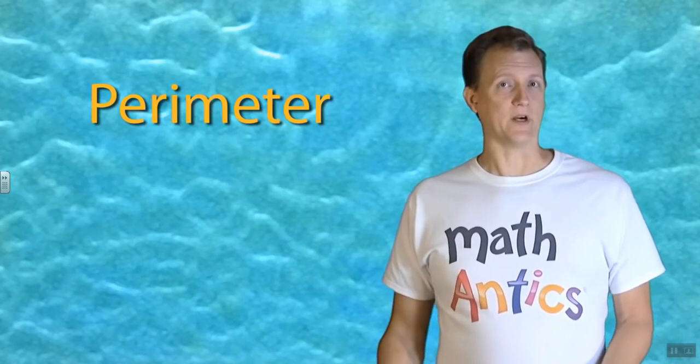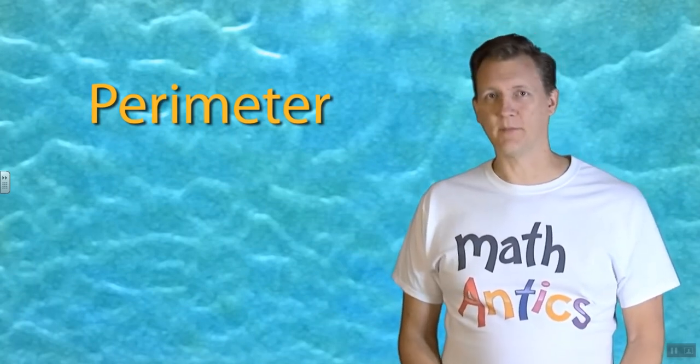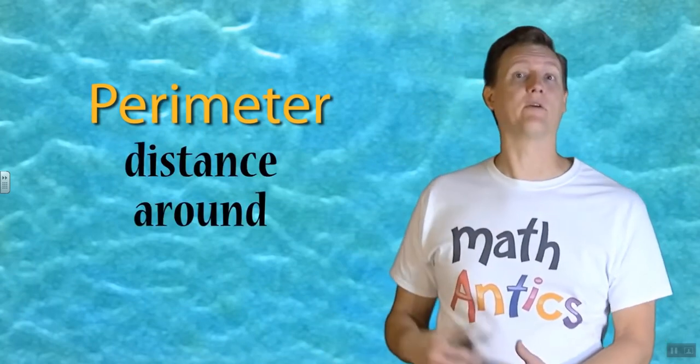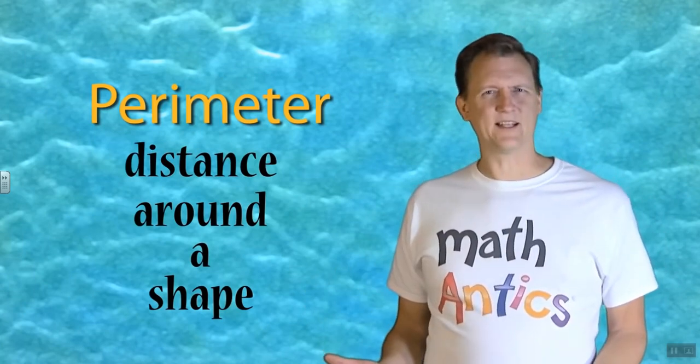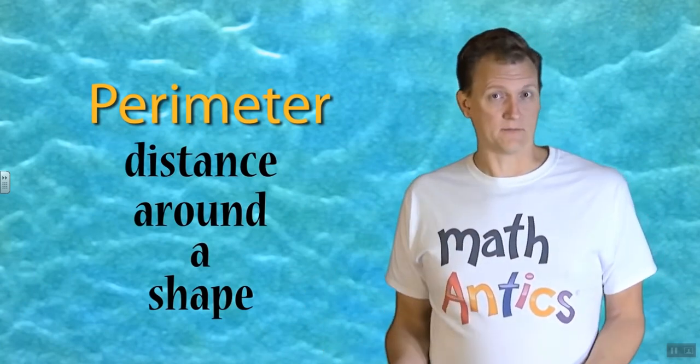Hi, welcome to Math Antics. In this lesson, we're going to learn about an important concept in geometry called perimeter. Perimeter is just a fancy math term that means the distance or length around a shape. But what exactly does the distance around a shape mean?